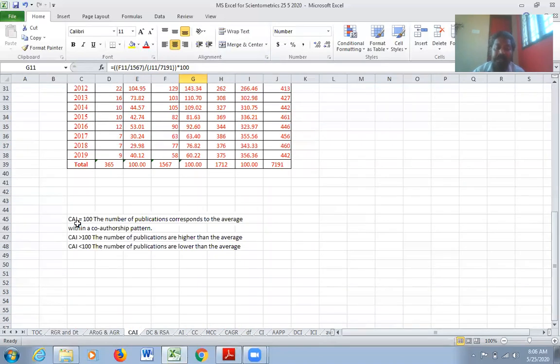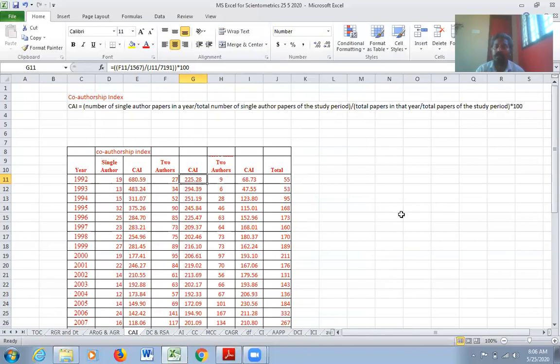Fine. If CAI is equal to 100, it means that the number of publications corresponds to the average within a co-authorship pattern. That means if you take a particular authorship pattern and analyze the papers published in that pattern, if CAI is equal to 100, it means that the answer you get is equal to the average within that co-authorship pattern. If it is more than 100, it means that the number of publications is higher than the average. If CAI is less than 100, it means that the number of publications is lower than the average. Fine. So we can calculate co-authorship index for different kinds of authorship pattern.